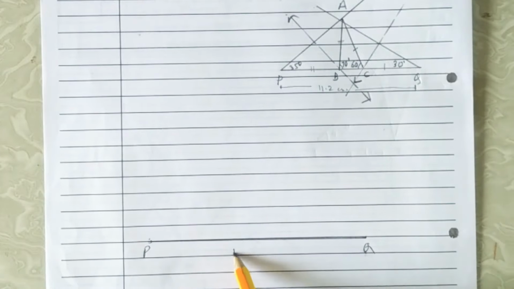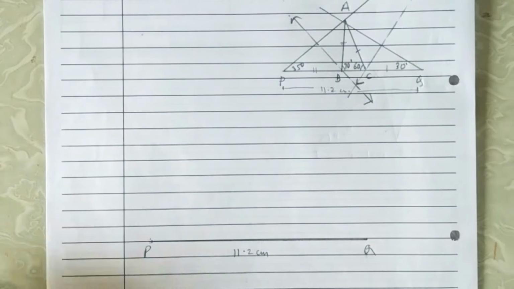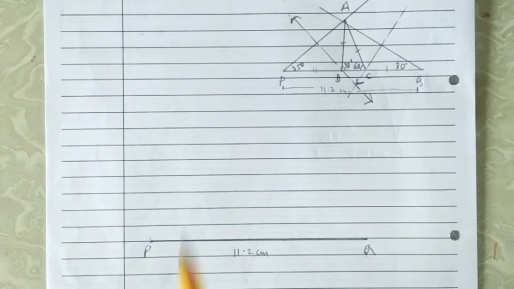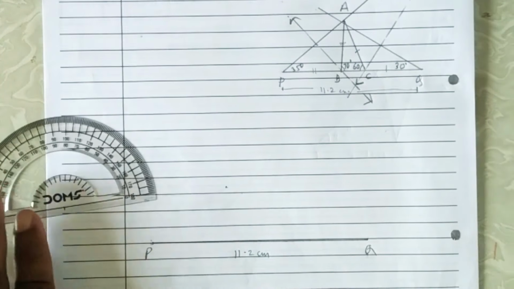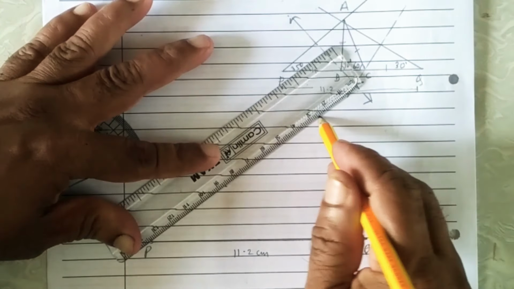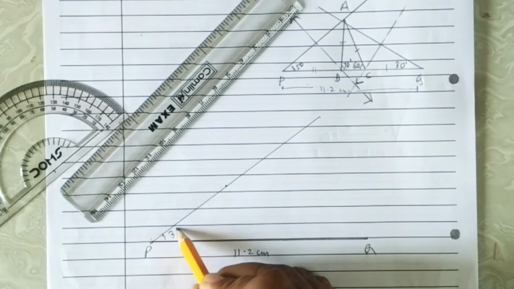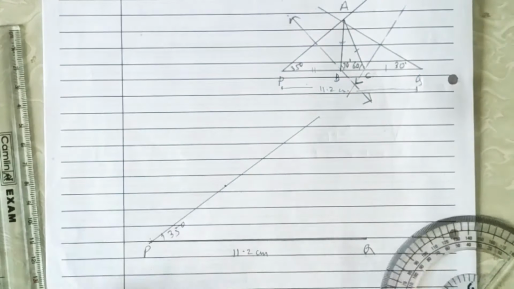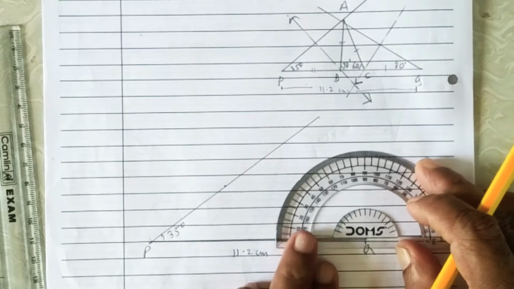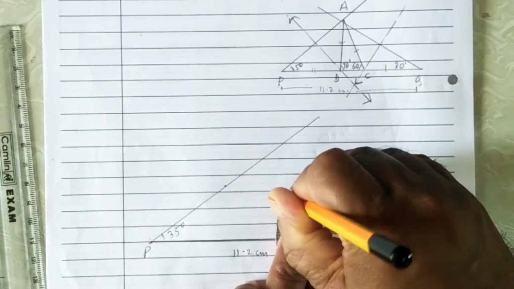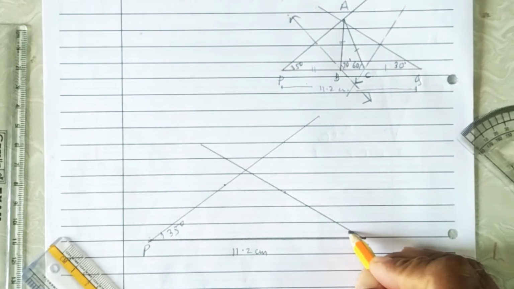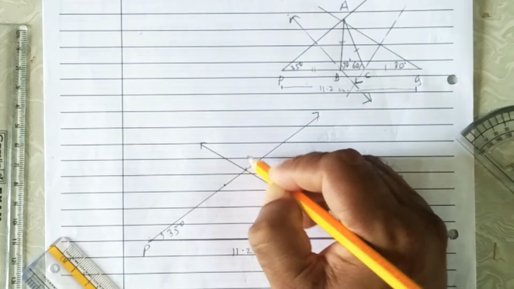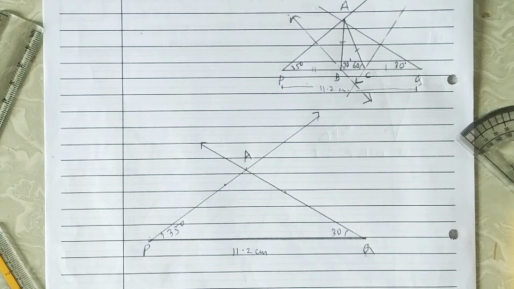PQ. Now at the point P, half of 70 degree, that is 35 degree, make the angle 35 degree at point P. Then at point Q, make the angle half of 60 degree, that is 30 degree at point Q. The point of intersection of both the rays of 35 degree and 30 degree will be our point A. Now draw the perpendicular bisectors of PA and QA.